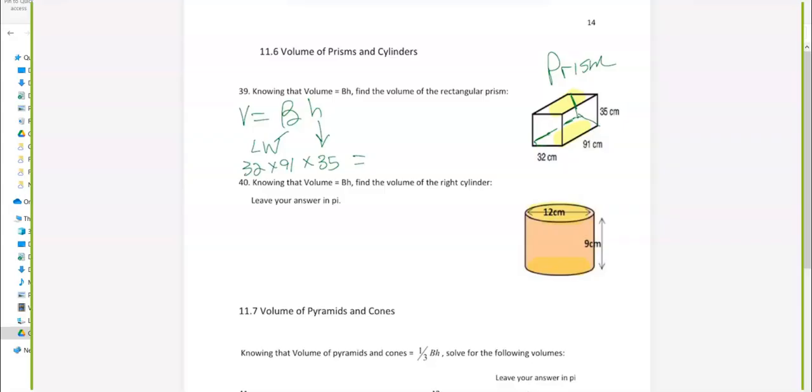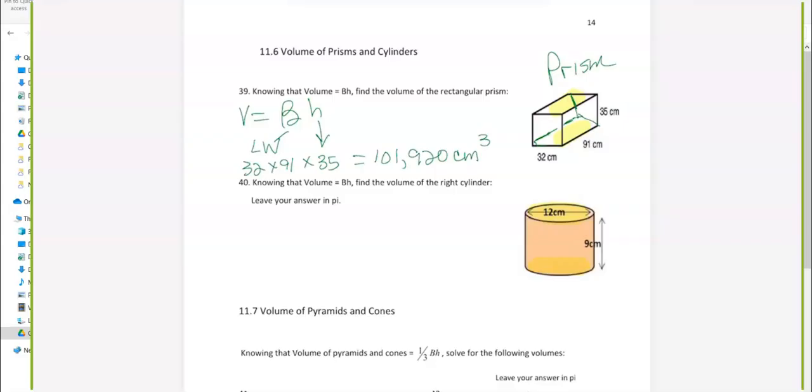And I'm getting 920. Okay, now I need units. Each of these lengths, widths, and heights are in centimeters. That means since you multiplied centimeter times centimeter times centimeter, you have cubic centimeters. Volume is a cubic measurement. You're going to have your units raised to the power of 3.